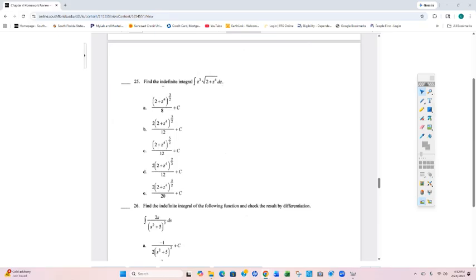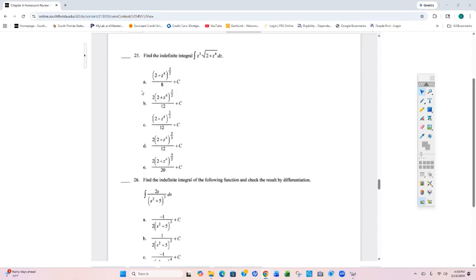Number 25, find the indefinite integral of z to the third times the square root of 2 plus z to the fourth, dz. All right, the answers are fractions. For A, in the numerator, 2 plus z to the fourth is in parentheses to the 3/2 power. In the denominator, it's 8, and then plus c.